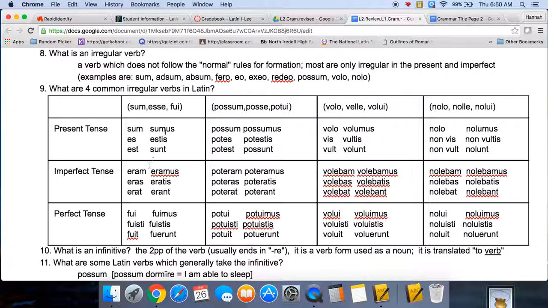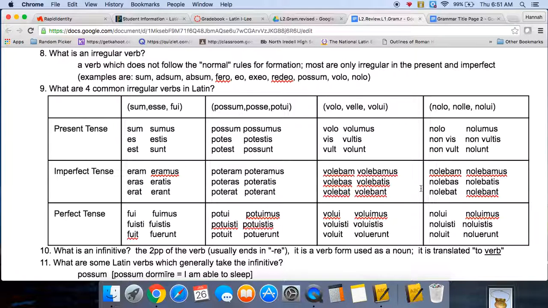So this fui came from the 3PP up here of sum. The potui came from the 3PP of possum. Here's the third one. Volui came from the 3PP of volo, and nolui came from the 3PP up here of nolo. Volo means to want, nolo means to not want. Sometimes in Latin, you would see the negative written as 1 word. Sometimes you see it as 2 words. So volo is I want, nolo I don't want. Vis, you want, non vis, you don't want.